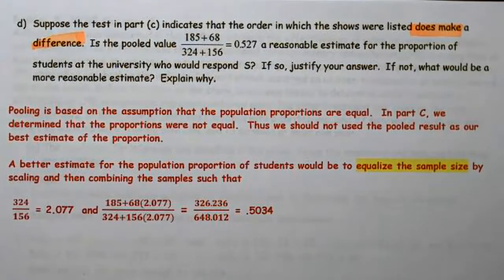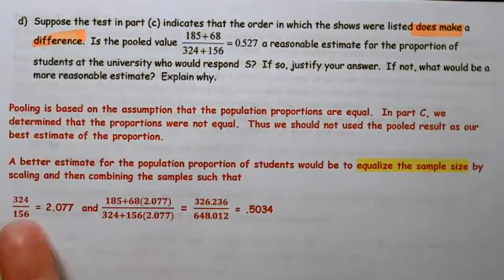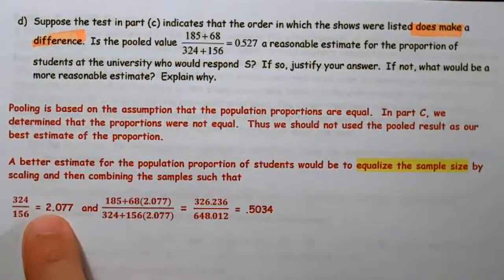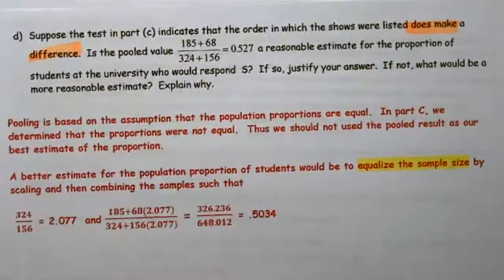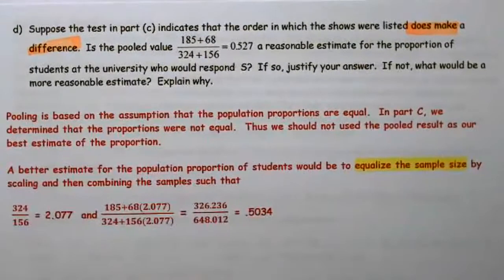This is where it gets really difficult to understand. A better estimate would be to equalize the sample size. Well, what do you mean by that? Well, I had two sample sizes. I had a sample of 324 and a sample of 156. So I sit there and go, hey, you know what? Sample one was a little over twice as large. So I need to equalize the samples. I can either divide the first sample by 2 or multiply the second sample by 2. I can choose either one.